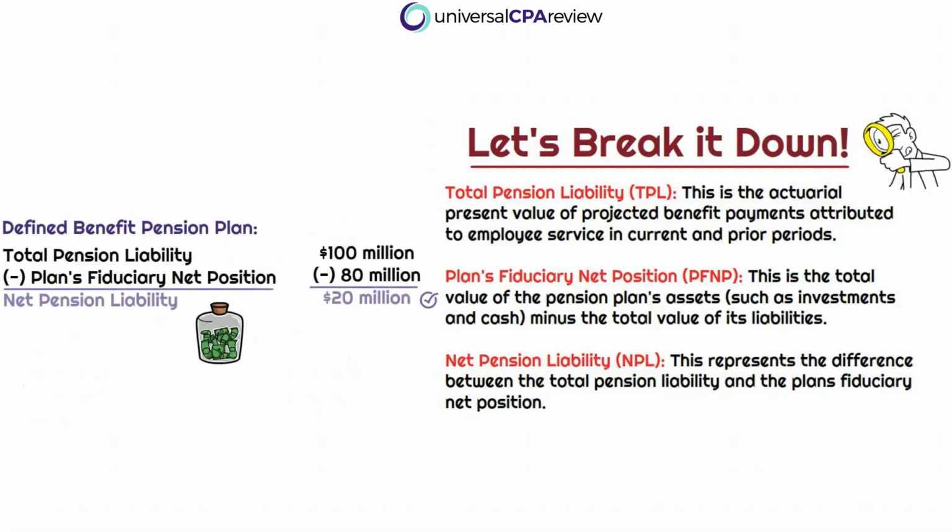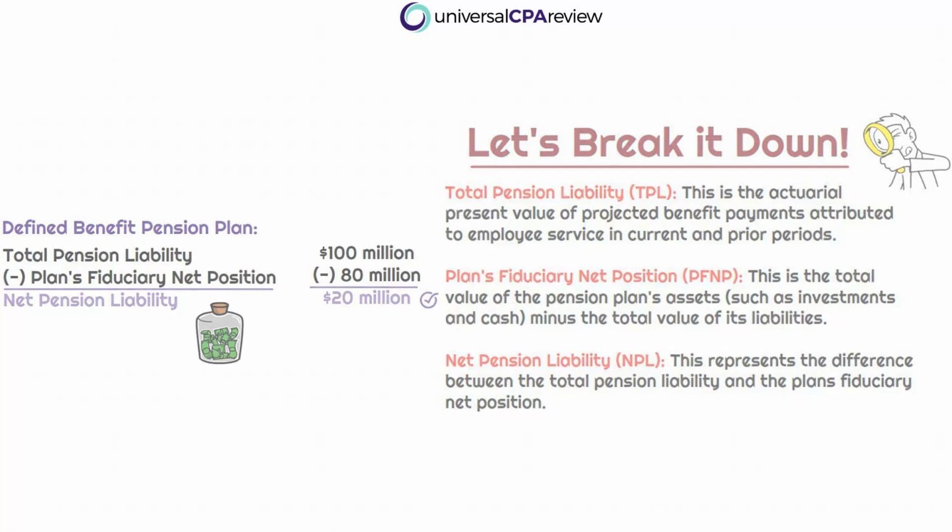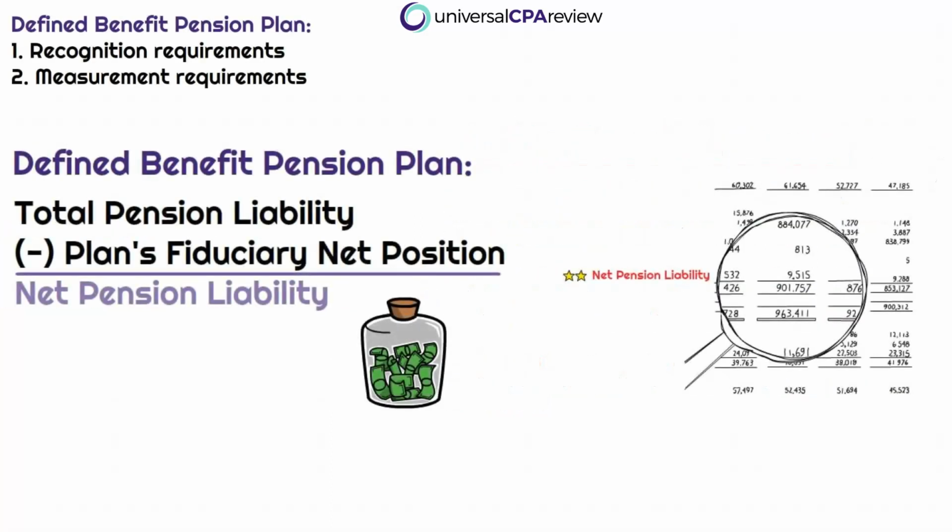So to give you an example, if Franklinville has promised $100 million in pension benefits to its employees, that is the total pension liability. But if it currently only has $80 million set aside in its pension fund, then this would be reported as a net pension liability of $20 million. So there are two things we need to focus on within this topic. We need to recall the recognition and the measurement requirements for a net pension liability.